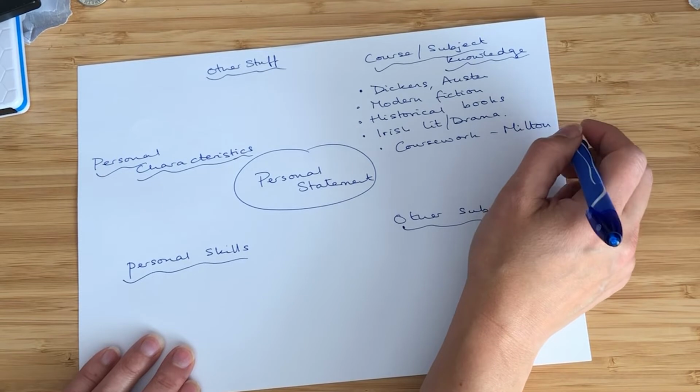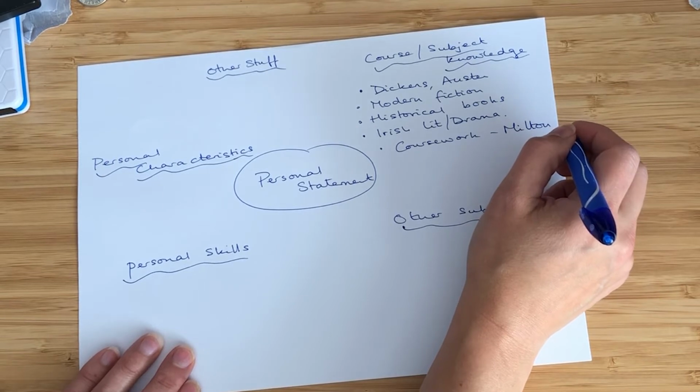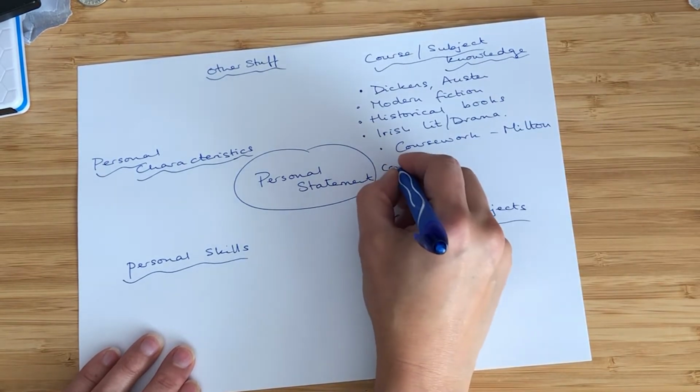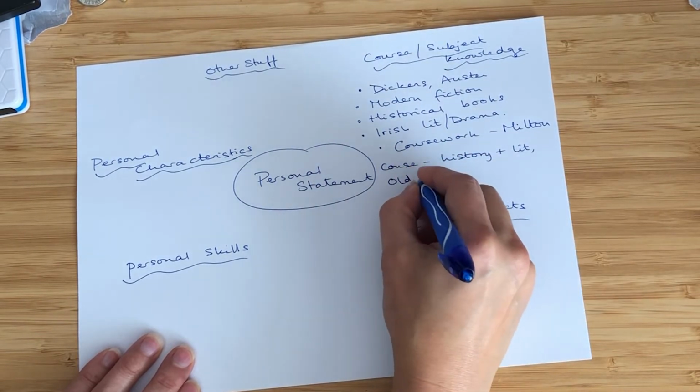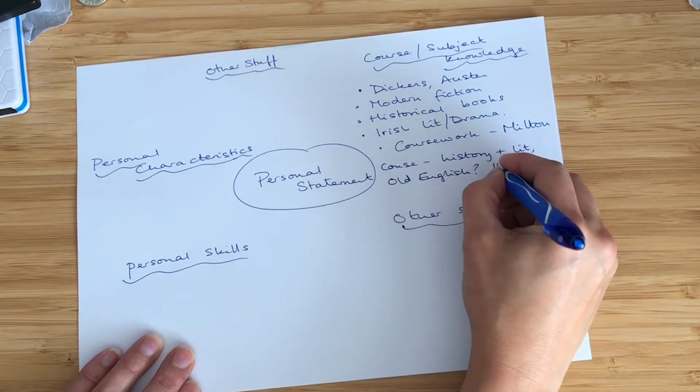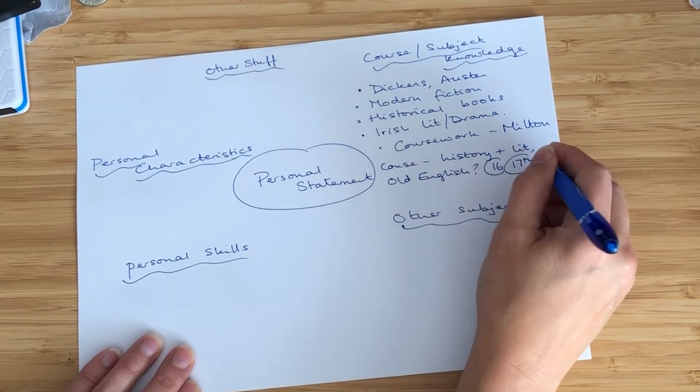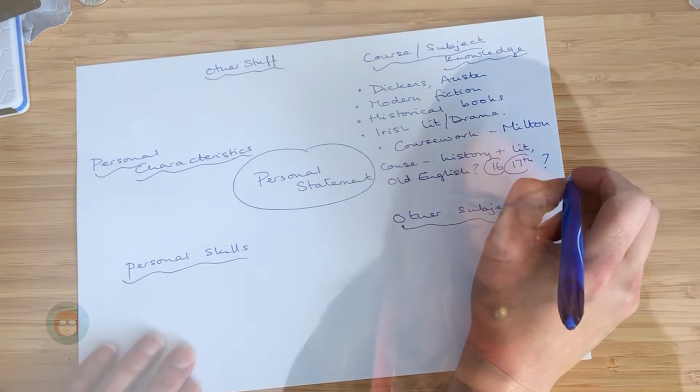And recently I've been thinking about coursework, and my teacher suggested that I perhaps look at some older texts and look at John Milton and his Paradise Lost. So I've got all that down here. Now, that's my first initial thoughts, and I need now to say, what use is this to me? I need to show the admissions tutor how knowing about this stuff helps.